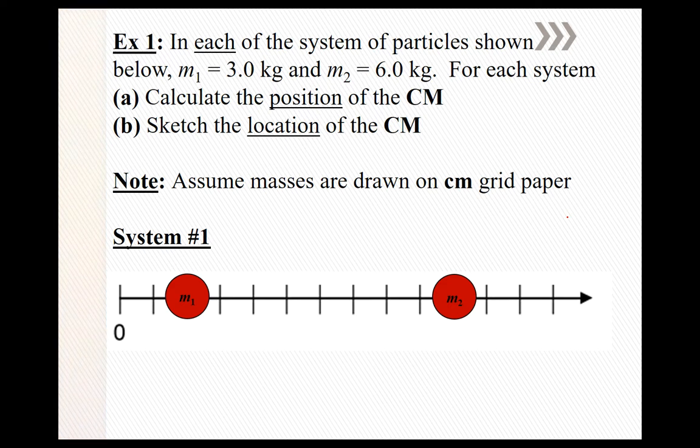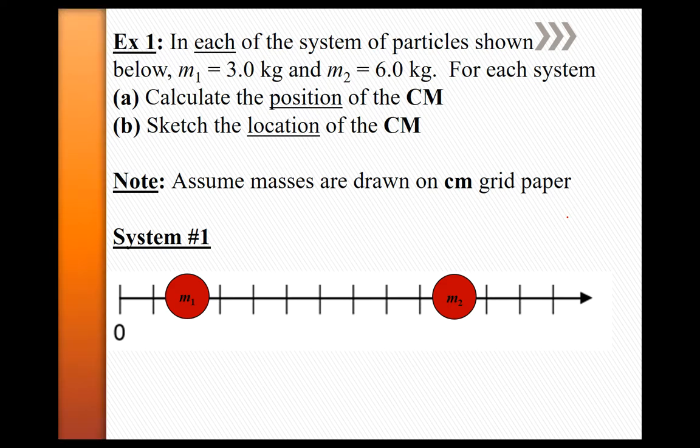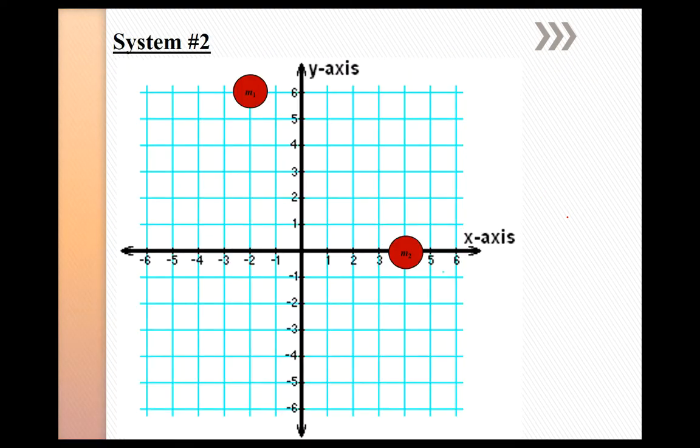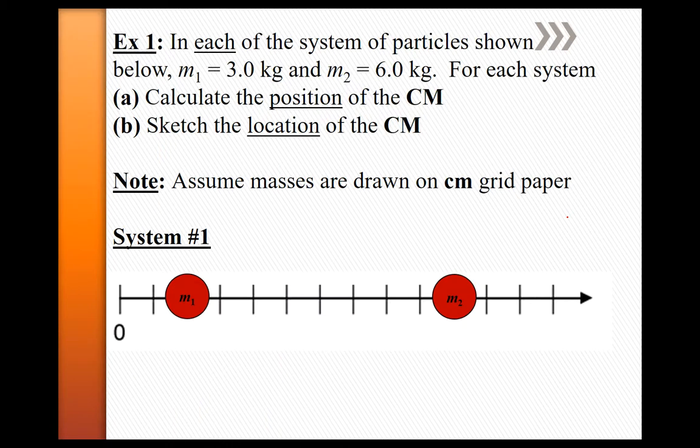Okay, so let's do a couple of examples. It says in each of the systems of particles shown, so we have system 1, which is a one-dimensional type problem, and system 2, which is going to be a two-dimensional one. I want to, A, calculate the position of the center of mass, and then B, sketch the location of the center of mass position. All right, so first of all, let's identify the position of these objects.